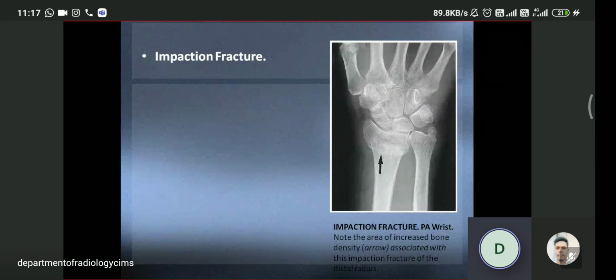So what is the most common cause of Colles' fracture? Fall on outstretched hand. It is common in postmenopausal females because of osteoporosis. They fall in the bathroom onto their hand and get a Colles' fracture.